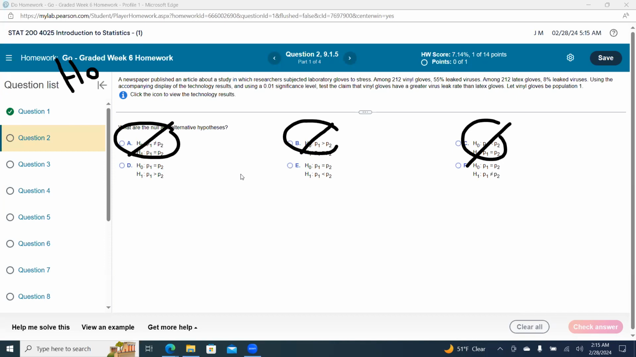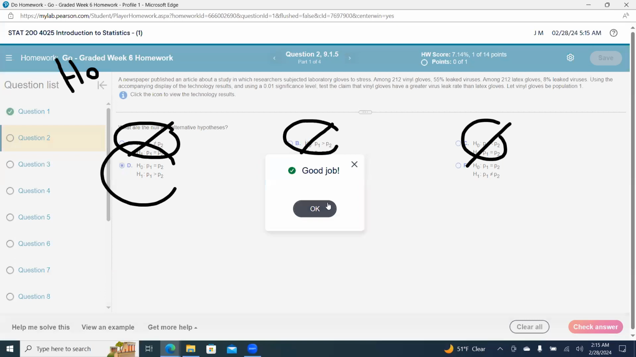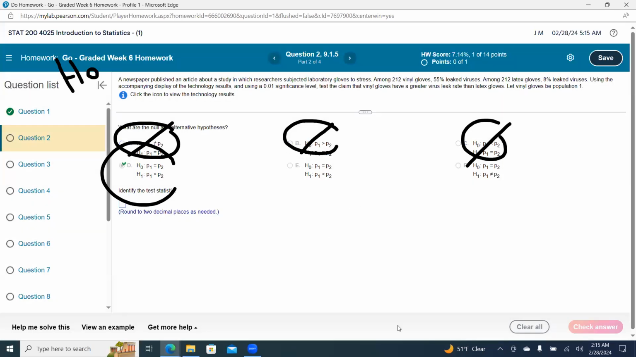So a newspaper published an article about a study in which researchers subjected laboratory gloves to stress. Among this many gloves, blah, blah, blah. They tell us the data collection. Using the accompanying display of technology results, use this significance level, test the claim that the vinyl gloves have a greater virus leak than the latex. That's P1 is greater than P2. Unless, of course, they swap it, but we got it right.